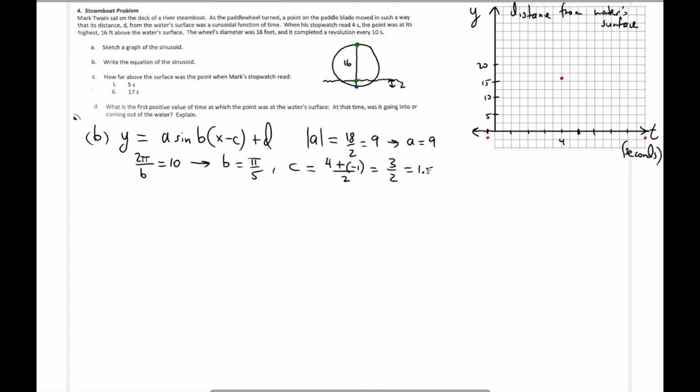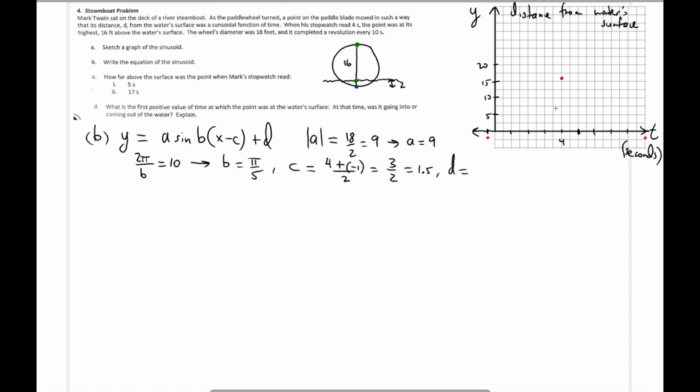Speaking of horizontal shift, now the vertical shift, the D, is responsible for that. The vertical shift will determine the midline, where that is. Because normally for the parent sine function, the midline is the t-axis, where the y value is 0. But in this case, the midline is shifted up. It's exactly halfway between the lowest and the highest points. But you have to be careful when you're thinking of the lowest and the highest.